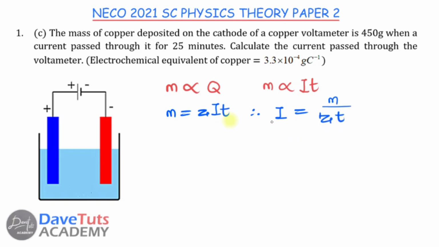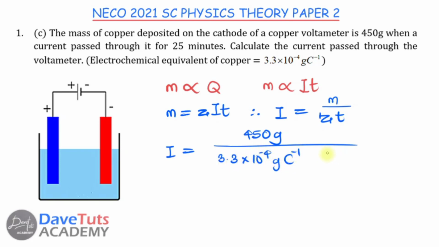All right. So if we just want to do that with all the values that we have been given, we have the mass deposited as 450 grams. We have the electrochemical equivalent, and then the time was given in minutes. We need to convert that to seconds. So we can say the current in this particular case will be the mass, 450 grams, divided by the electrochemical equivalent, which is 3.3 times 10 raised to the power minus 4 grams per coulomb. Okay, multiply by the time. The time is 25 minutes, but we need to convert to seconds, so we can say multiply by 60 seconds.